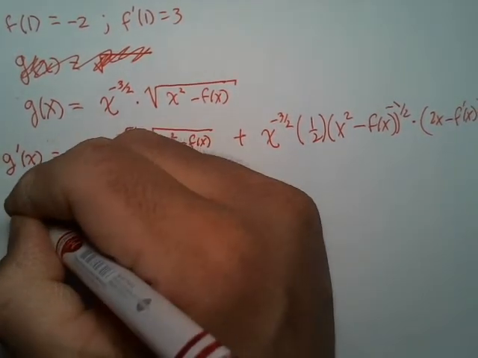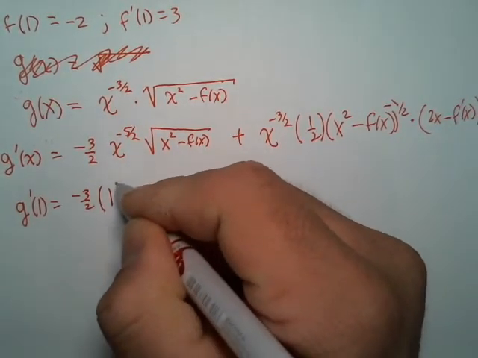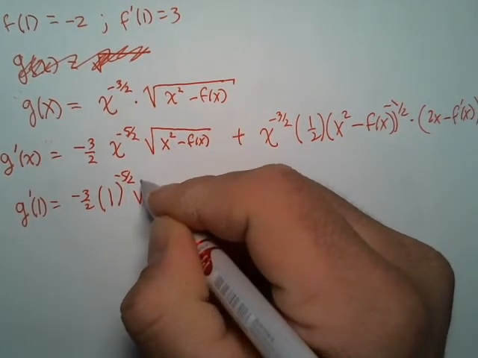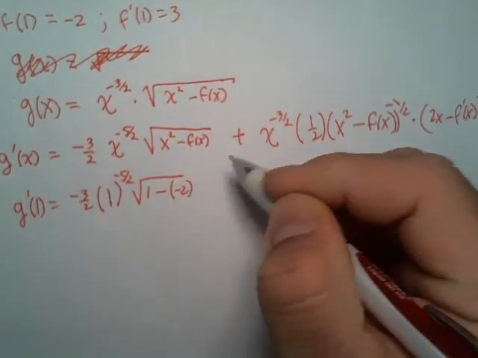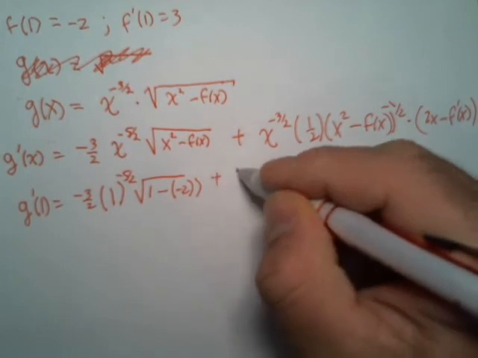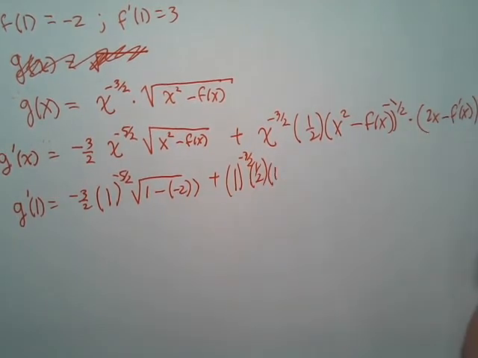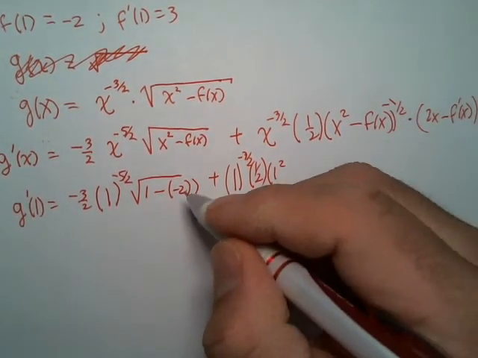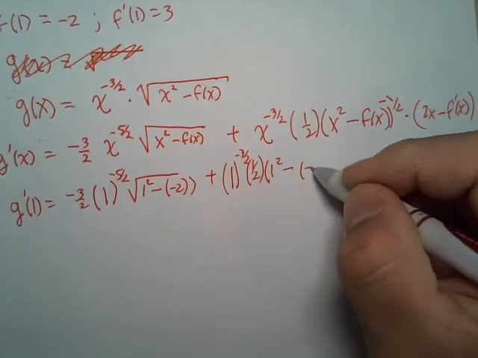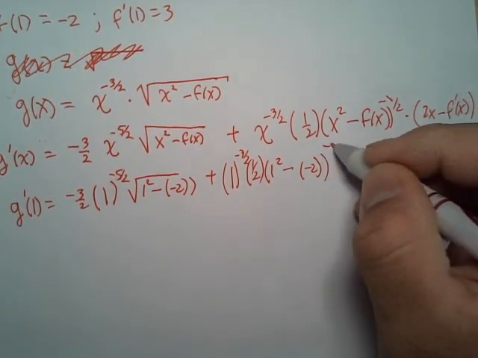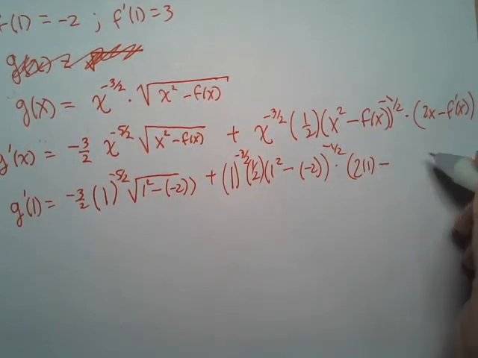All right, and now we just plug in, right? G prime of 1, -3/2, 1 to the -5/2, square root of 1 minus f of 1 is negative 2. 1 to the negative 3/2, 1/2, 1 squared, minus f of x, which is negative 2. And this one is to the negative 1/2 times 2 times 1 minus 3.